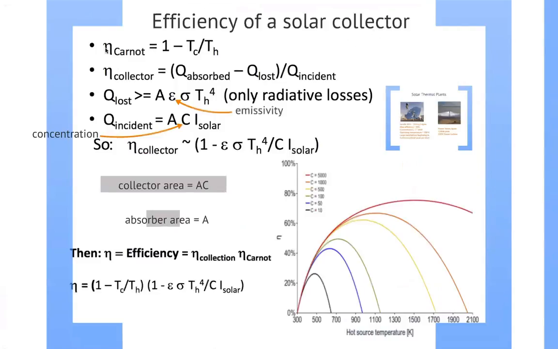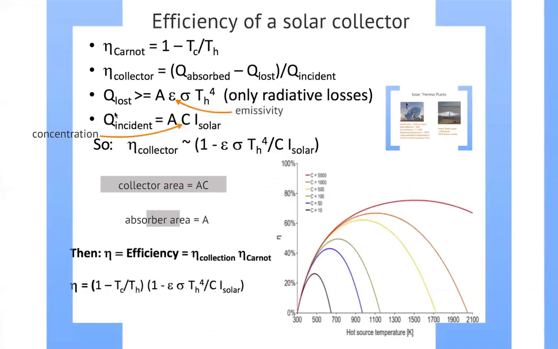So we know the efficiency represented by eta Carnot. The absolute efficiency limit is 1 minus TC over TH. So that's the efficiency of our heat engine, assuming it's a perfect heat engine, okay? The efficiency of the collector, eta collector, is given by the amount of energy that's absorbed minus the amount of energy that's lost, divided by the energy that's incident on it, okay? It's obvious. So let's first think about what's incident. Let's skip this for a second.